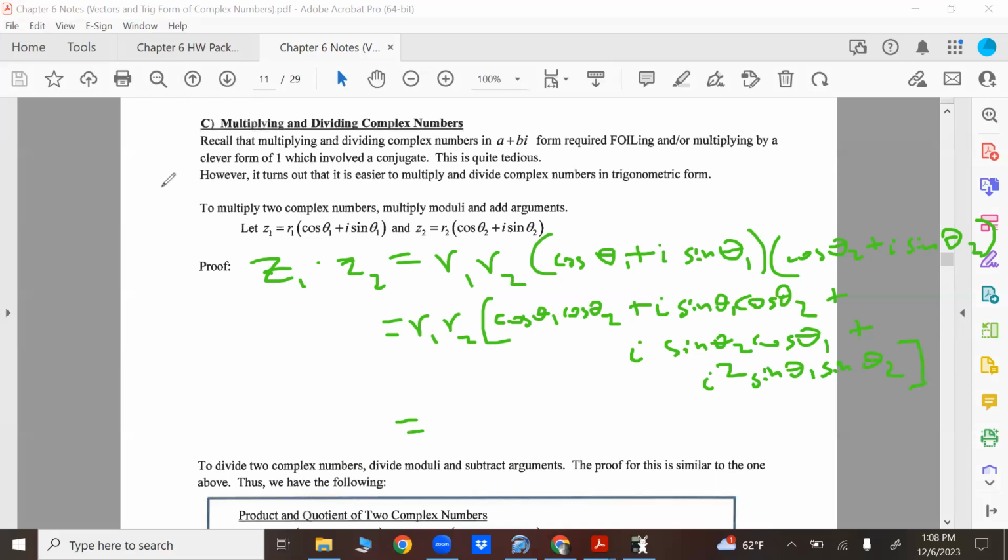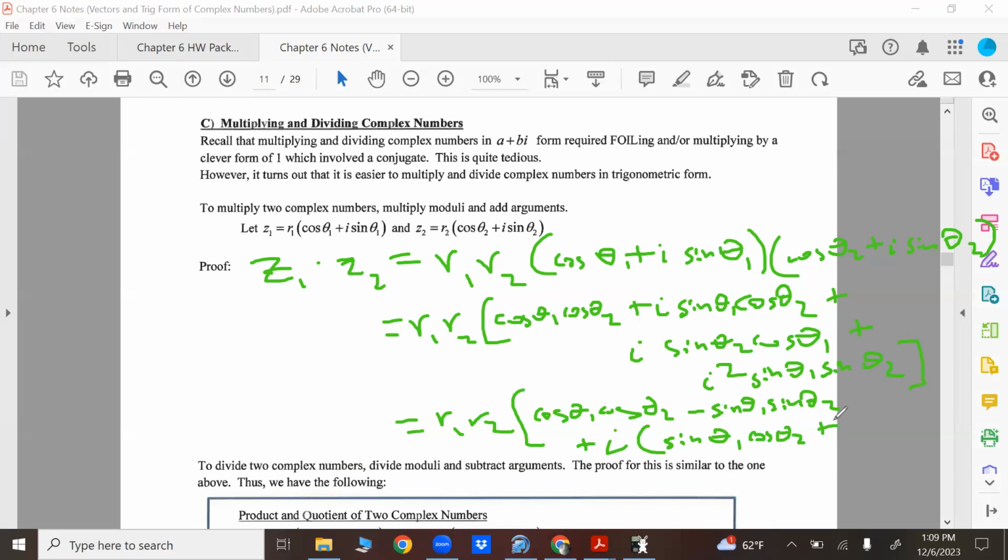Okay, if you clean things up, you should get r1 r2, and i squared is -1, so it becomes cosine theta 1 cosine theta 2 minus sine theta 1 sine theta 2, plus i on the outside, sine theta 1 cosine theta 2 plus sine theta 2 cosine theta 1. You guys follow me? i squared is -1. We're okay?